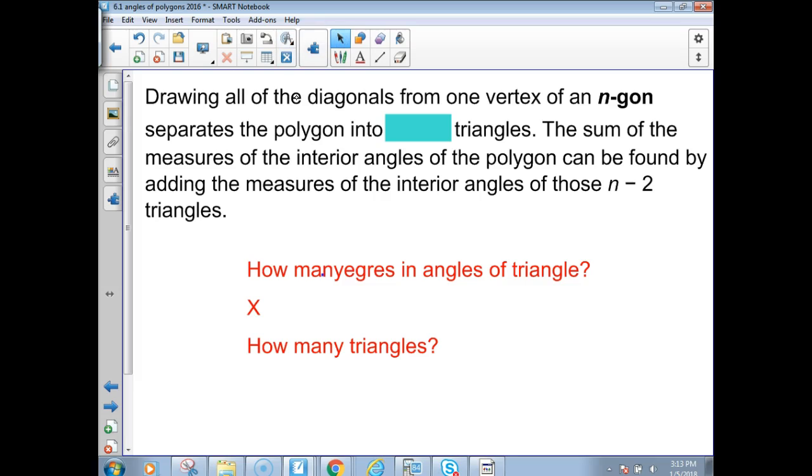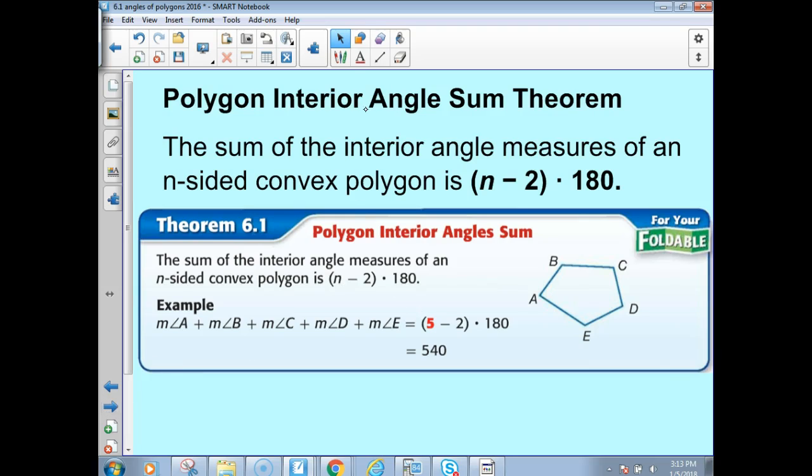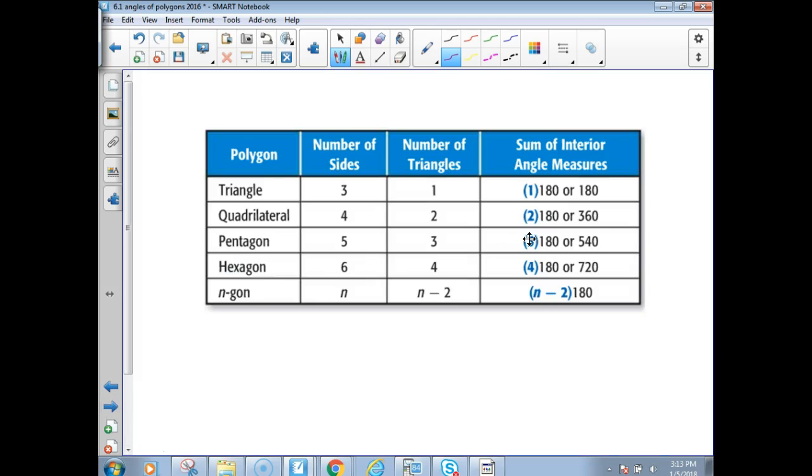Drawing all the diagonals from one vertex of an n-gon separates the polygon into n minus 2 triangles. That's what we were discovering. The sum of the measures of the interior angles of the polygon can be found by adding the measures of the interior angles of those n minus 2 triangles. You see the box, we already developed the formula, and we already put it in our ISM: n minus 2 times 180. We already did all this work and filled it in.